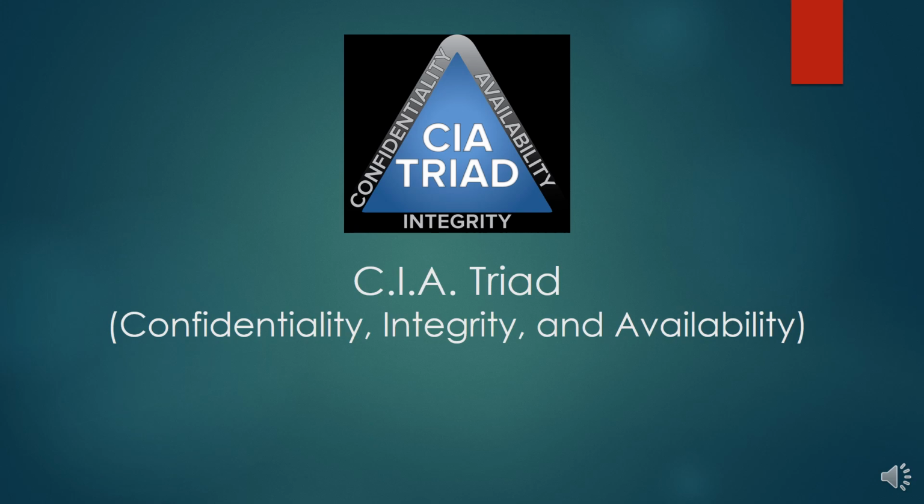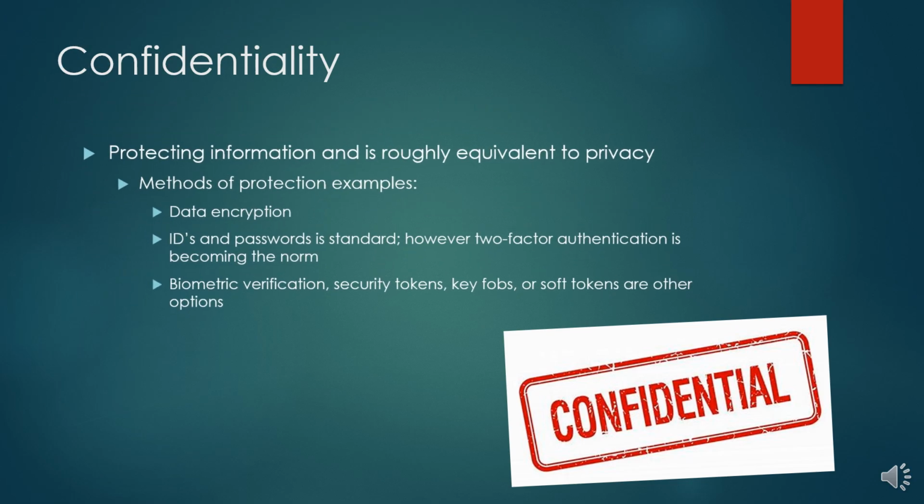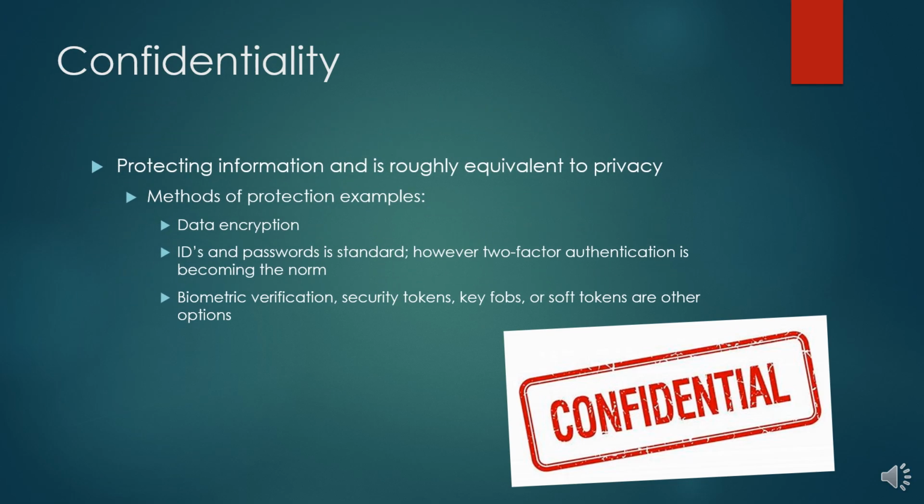Next, we're going to discuss the CIA triad individually. First is confidentiality. It is the protection of information and is roughly equivalent to privacy. Examples of methods of protection are data encryption. IDs and passwords are standard. However, most things require two-factor authentication. Also, biometric verification, security tokens, key fobs, or soft tokens are other options to protect your confidentiality.